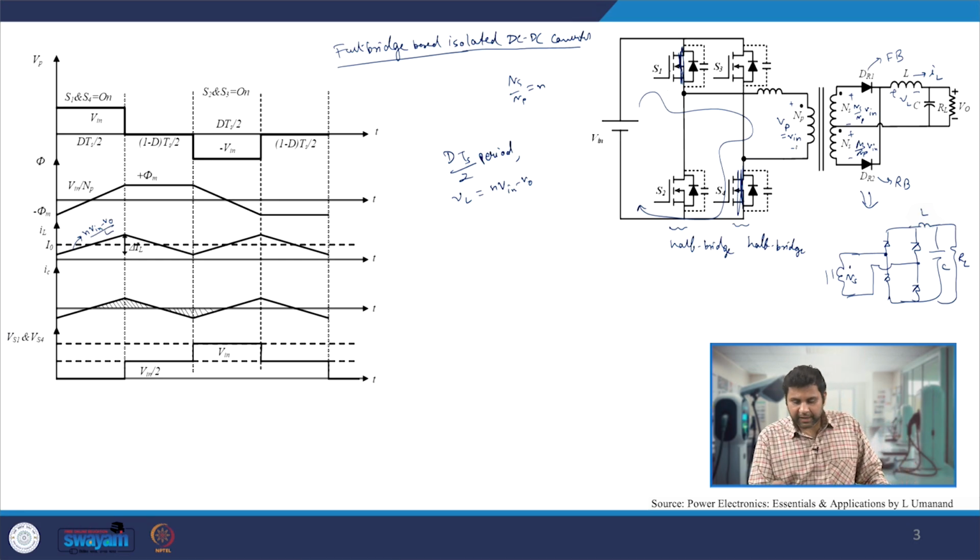And since we are applying a positive potential across the primary winding, the flux in the core will start rising linearly, because V is equal to N d phi by dt, V is constant, N is constant, so d phi by dt is a constant slope curve. So we will start from minus phi m and it goes to plus phi m with the slope nothing but V in by Np.